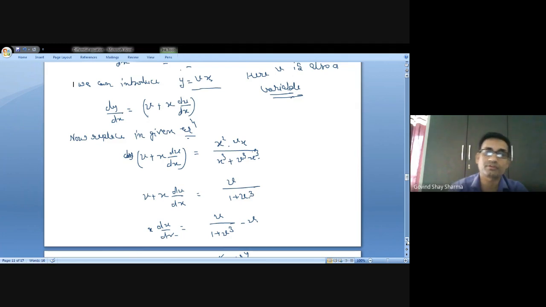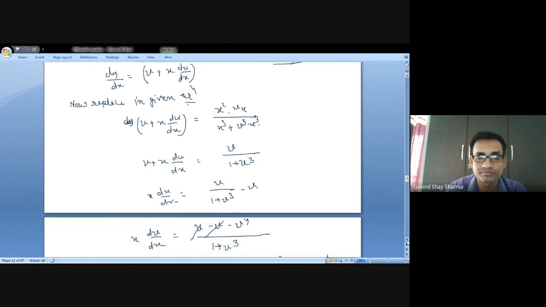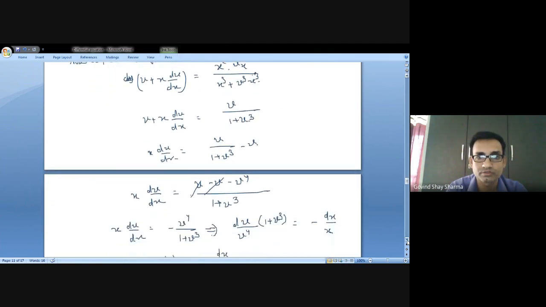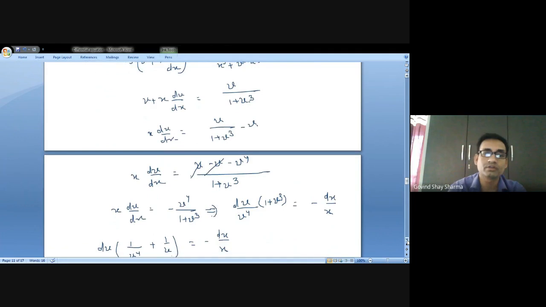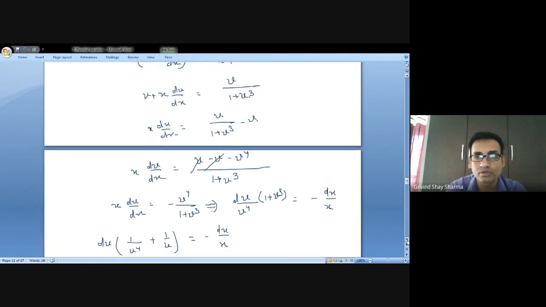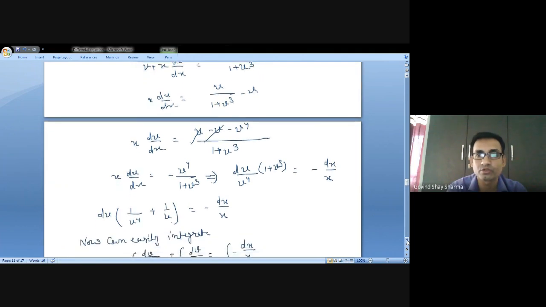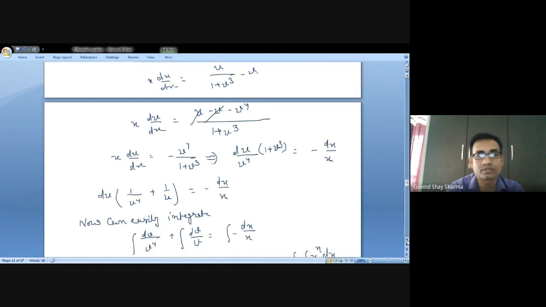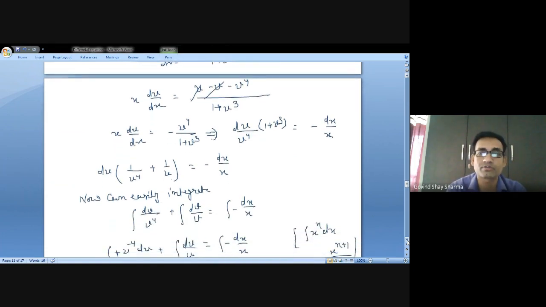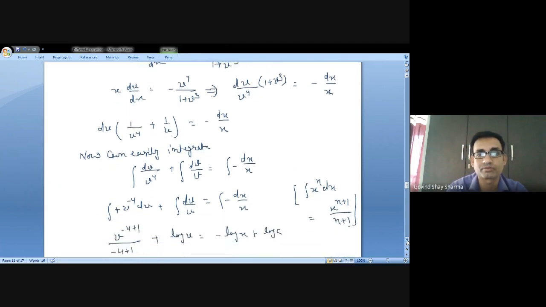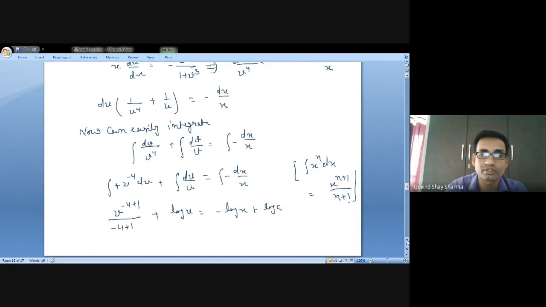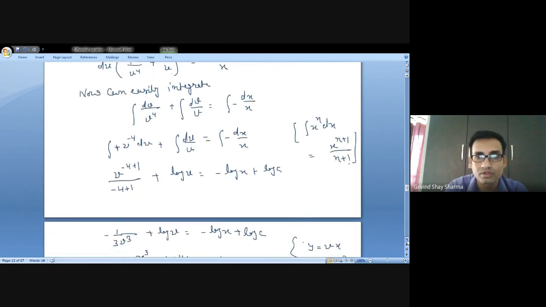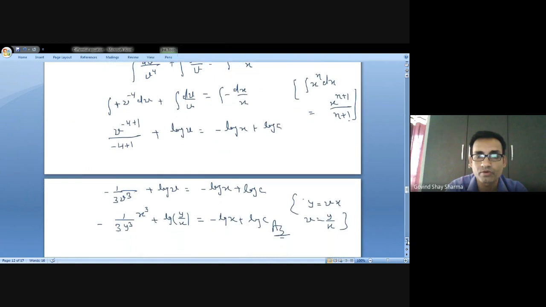Now we separate the variables and solve it. So we find dv upon v⁴ and (1 + v²) is equal to minus dx upon x. We know the integration of x to the power n dx is equal to x to the power n+1 upon n+1. So we can easily integrate the term. This is a good example and I hope it is clear to you.